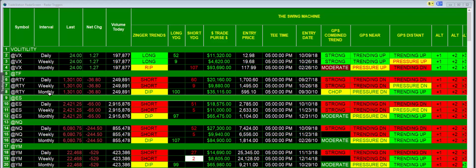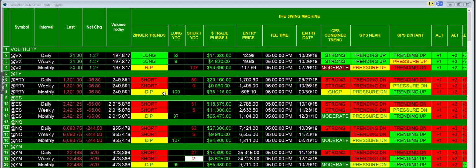Now on the Russell monthly, this is the long-term investor, and he needs to take precautions right here, right now. It is dipping. It is not in a short mode. It's still long, and it's been long for over 100 months. And you can see he would be up, but he does want to take precautions. If the monthly turns red, we will be in a recession. Okay? So the weekly short is a bear market. A bear market.